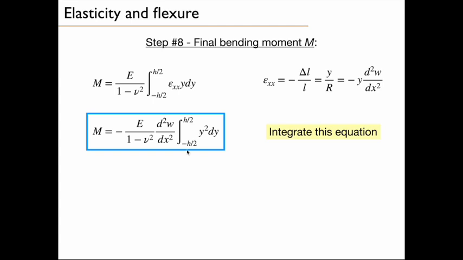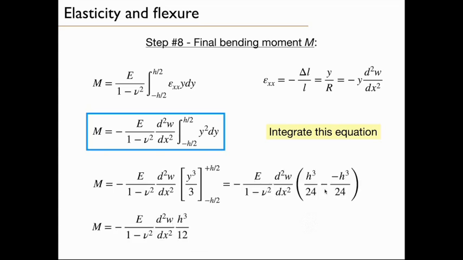So now we can integrate this equation. The integral of y squared is y to the power 3 divided by 3. To solve for the integral, we need to use the two bounds. So we will need to evaluate y3 over 3 at plus h over 2. And we need to subtract the value of this evaluated for y equal minus h divided by 2.